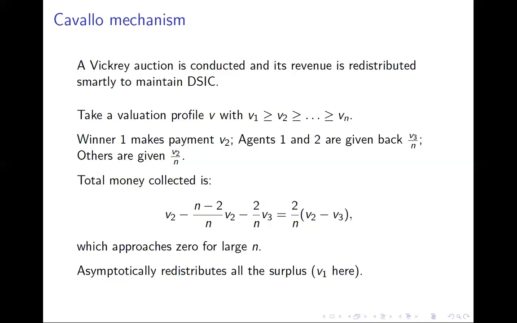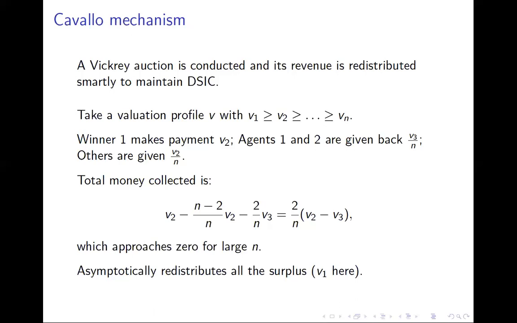If you think about it, the manipulation incentives are absent, because the redistribution amount that agents 1 and 2 get does not depend on their valuation. It depends on V3. Similarly, the redistribution amount that agents 3 to n get does not depend on their values, but on V2. And of course, the fact that V2 is greater than or equal to V3 also plays a role. So you can formally show that this mechanism is dominant strategy incentive compatible.